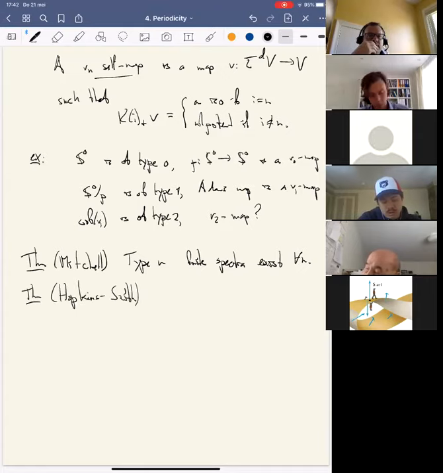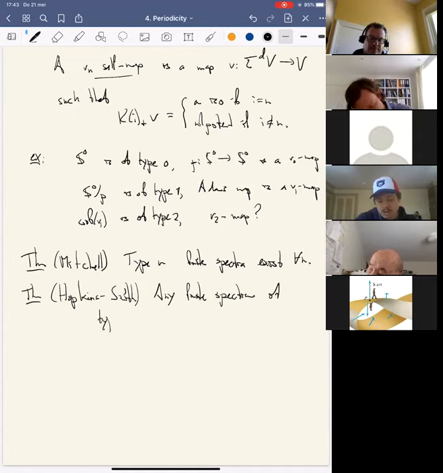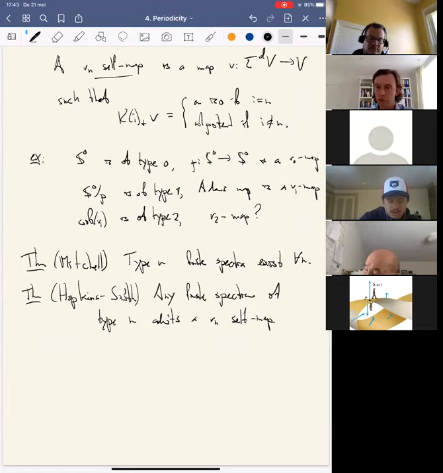So any finite spectrum of type n admits a Vn self-map. These V1 self-maps you should think of as some kind of geometric incarnation of Bott periodicity. These higher Vn self-maps are analogs of that, but not directly related to Bott periodicity. And also, maybe I should add to the statement of this theorem, these Vn self-maps are not unique, but they're unique in an appropriate sense. So Vn self-maps, I'd like to say, are asymptotically unique.